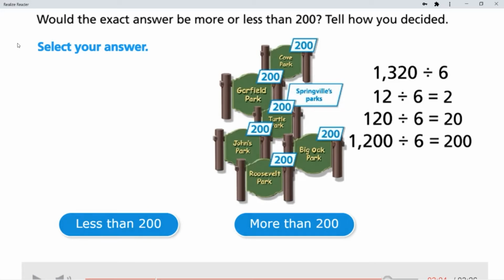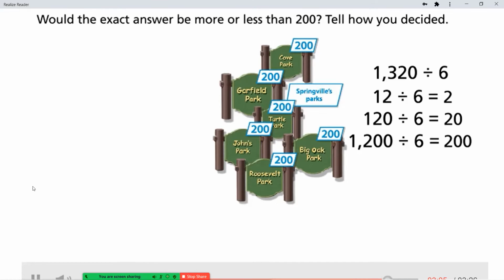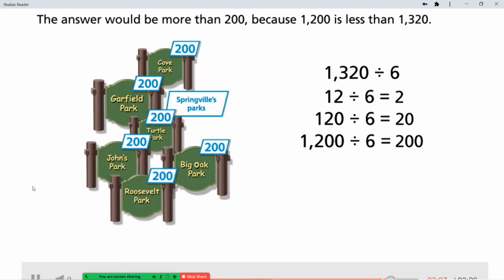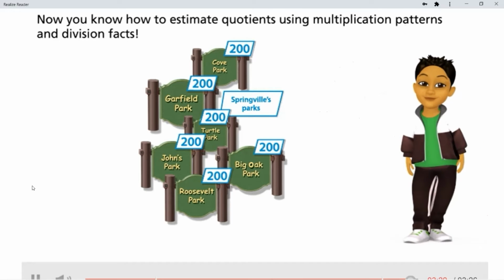What we did was we took 1,320 down to 1,200. So that means our real answer is going to be greater than our estimate, which means the real number of people on those teams is going to be more than 200 per team. The answer would be more than 200 because 1,200 is less than 1,320. Now you know how to estimate quotients using multiplication patterns and division facts.